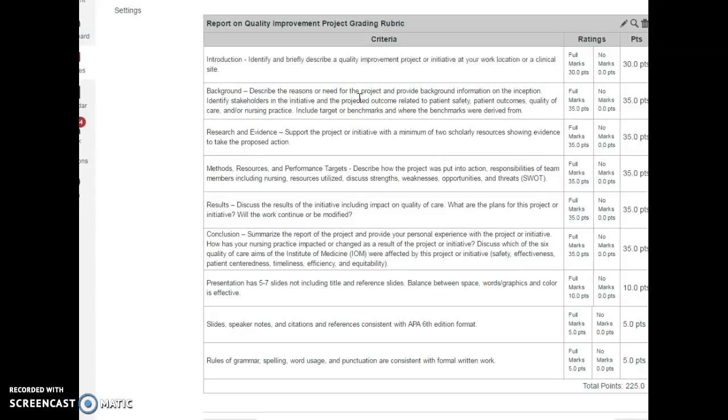Now, if you remember back to NUR 125, you did a PowerPoint presentation and then you had to add notes. So your presentation will be, or the slide is going to just highlight it, and the information will be in the notes. So that's how you will cover this material. The second is finding research evidence to support why this project was important.